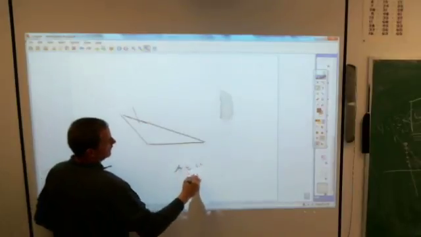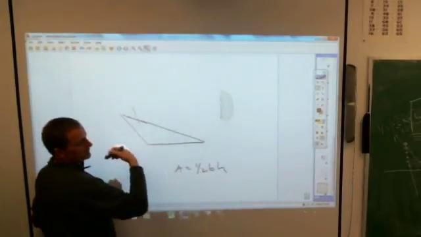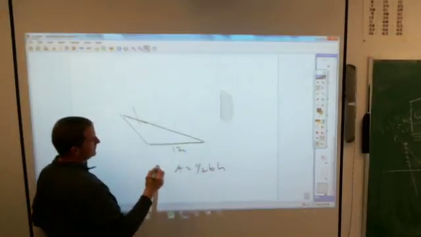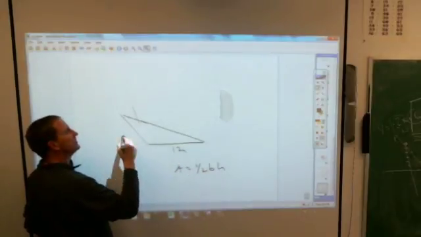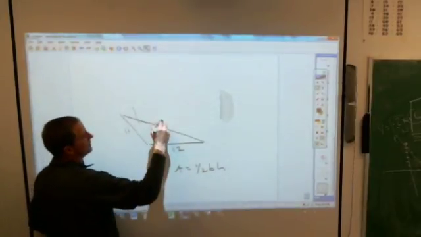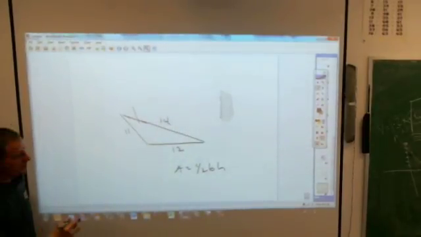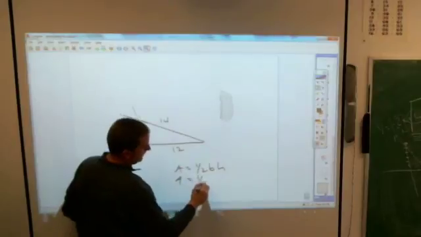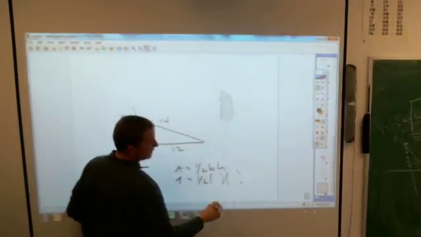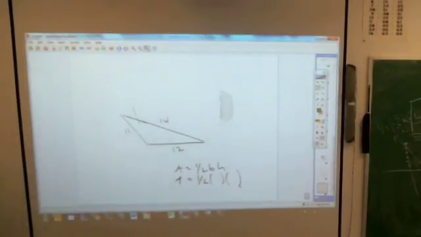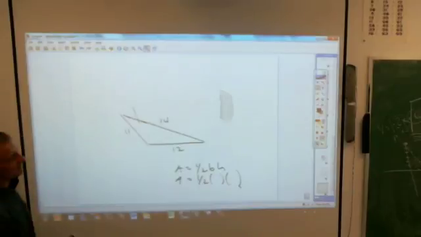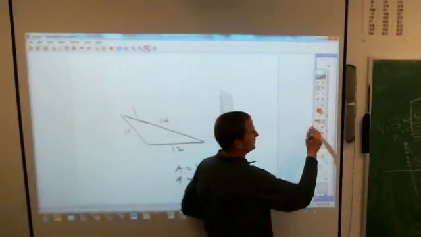Area equals 1/2 base times height. Let's say this is 12, and this is 11, and this is 14. What two numbers am I going to put in there for the base and the height? Thank you very much. So finally, you're catching on to my little toys here.